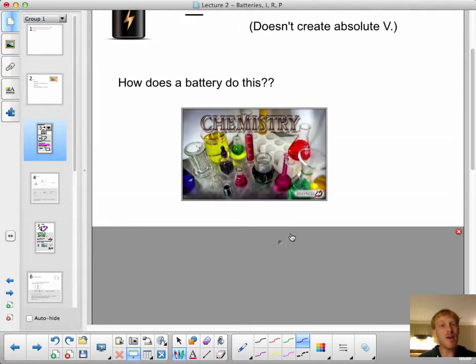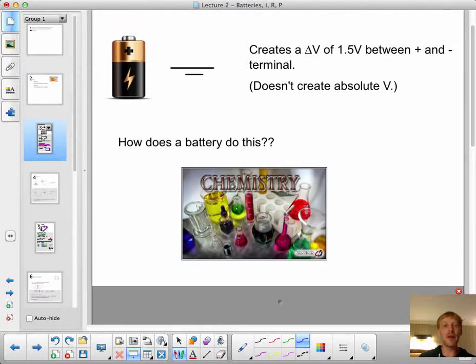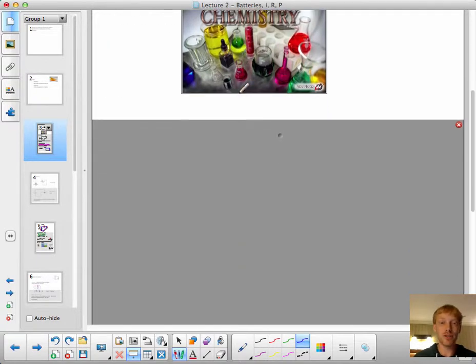We're not really going to talk about how batteries do their thing. We're just going to say a battery is kind of like your lungs. It creates a pressure difference that causes a current to flow. Or it's like a water pump that creates a water pressure difference that causes water current to flow.